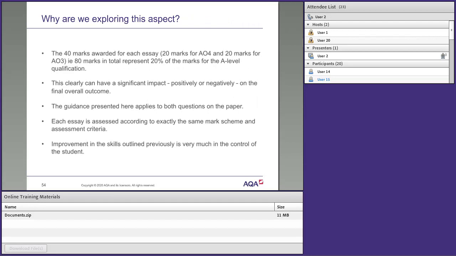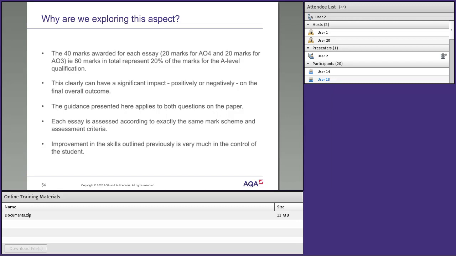So the 40 marks awarded for each essay is 20 marks for AO4 and 20 marks for AO3. So 20 marks for their content and 20 marks for their language. So 80 marks in total, and that is 20% of the marks for the whole A level. And that clearly can have a significant impact, either positively or negatively, on the final outcome.